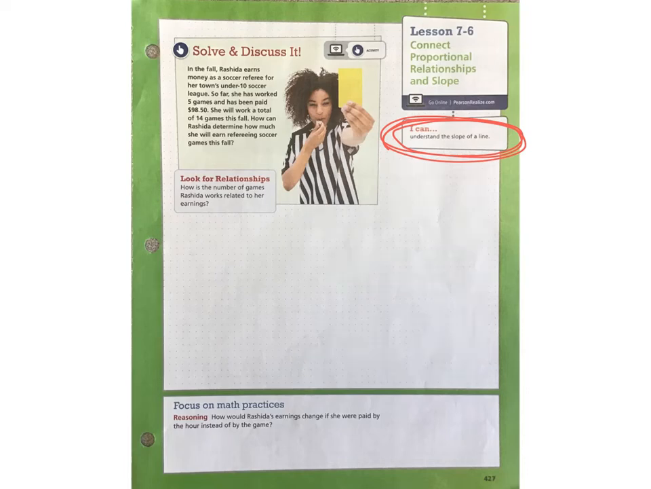Lesson 7-6, Connect Proportional Relationships and Slope. In this lesson, you are going to learn how to take what we know as the unit rates and connect this to what we call the slope of a line. The process that you've been using from previous lessons and topics on proportionality is going to be very useful to you in this lesson.